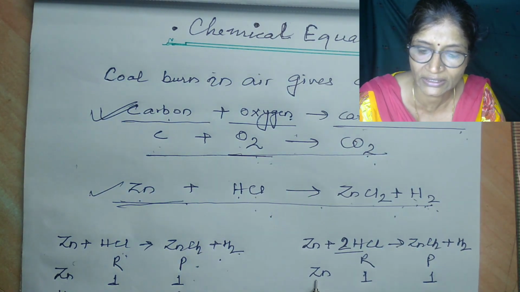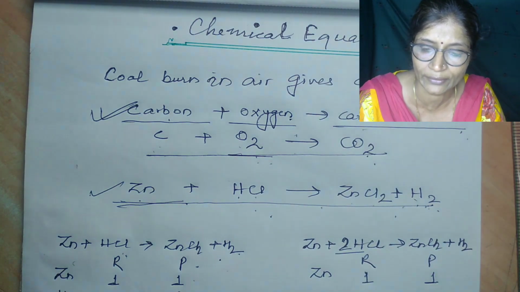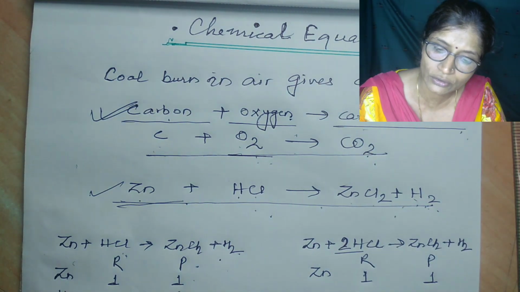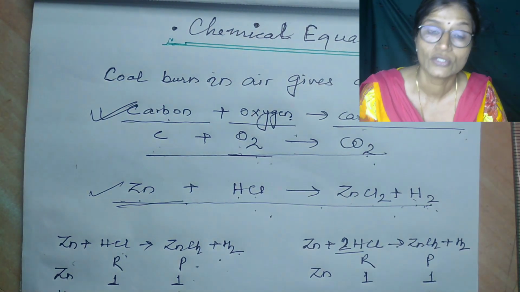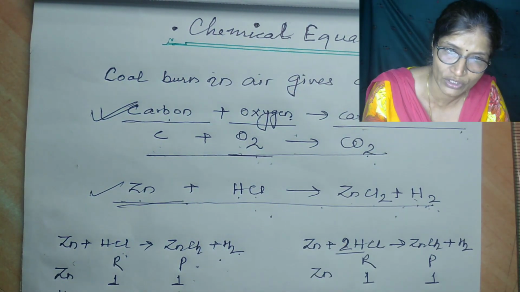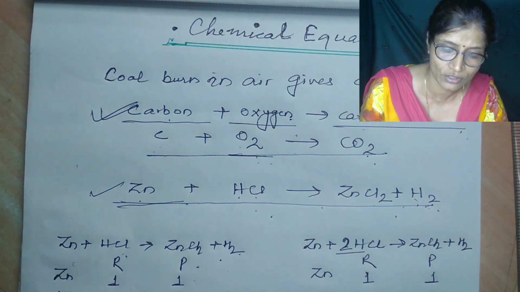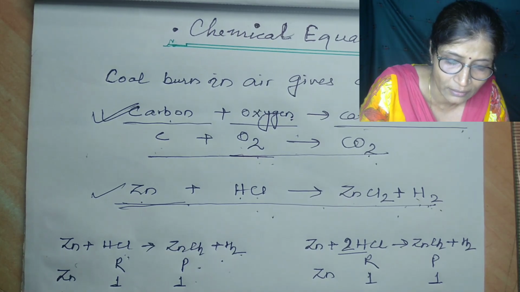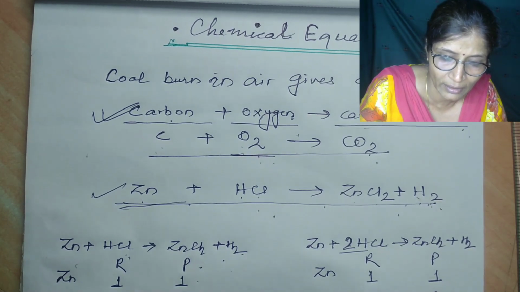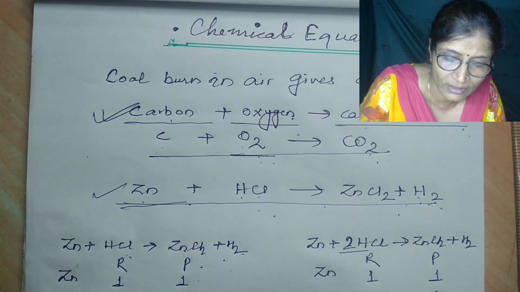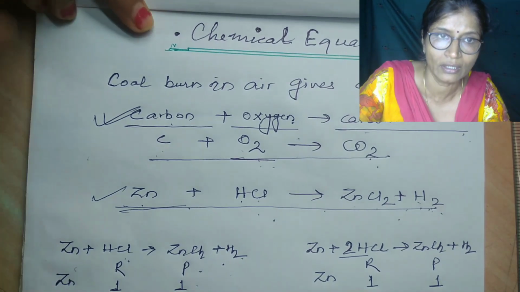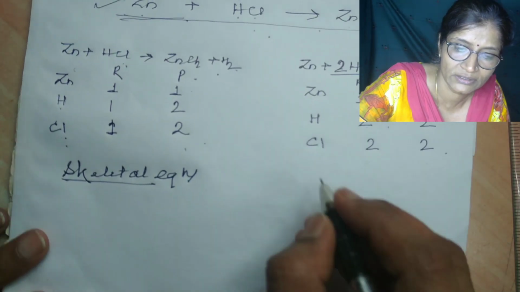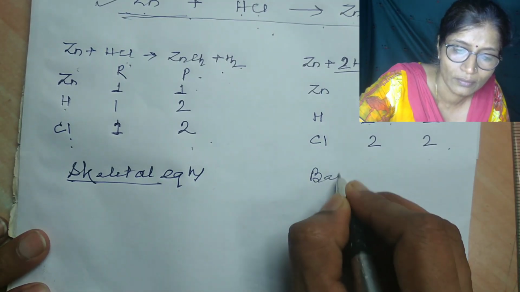So you see here zinc, 1 atom this side, 1 this side, hydrogen 2 this side, reactant side, and 2 product side. Chlorine also 2 reactant side and 2 product side. So this is a balanced equation, and we call it balanced. So this equation is the skeletal equation, and this equation is the balanced one. This is the balanced equation.